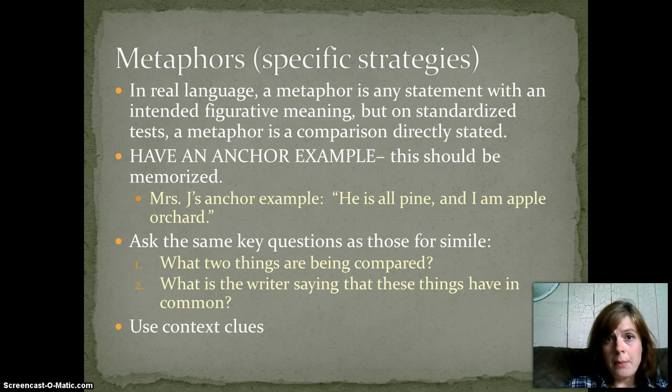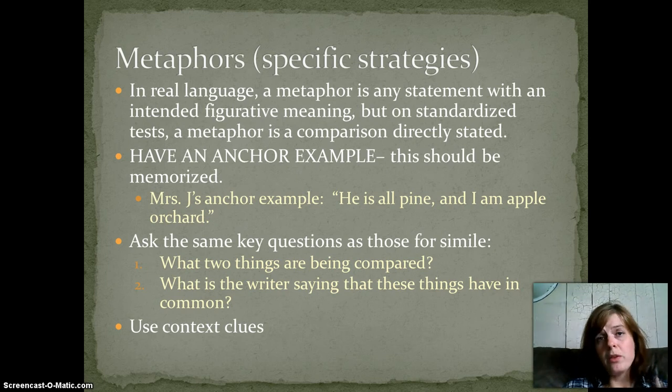"He is all pine and I am apple orchard" comes from Mending Wall, where the author is talking about his neighbor, and they have to meet every springtime to walk down a rock wall that runs in between their properties. It falls down every winter, and they have to meet in the middle and fix it as they walk down the path of the wall.